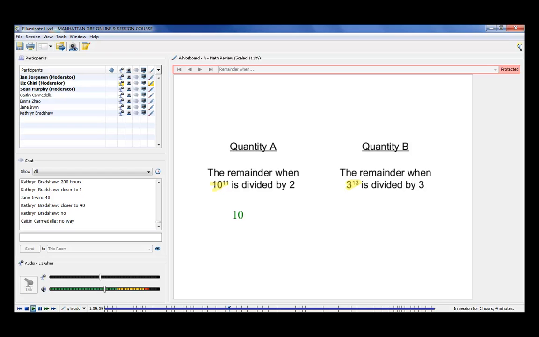And so what I might do, faced with this, is rewrite. Okay, I've got 10 to the 11th divided by 2, right? And the remainder is what is left over. Can I divide 10 to the 11th by 2? Yeah, I absolutely can. Think about it this way. It's just 10 to the 10th times 5 times 2, which is that extra 10. All right? So what's the remainder?